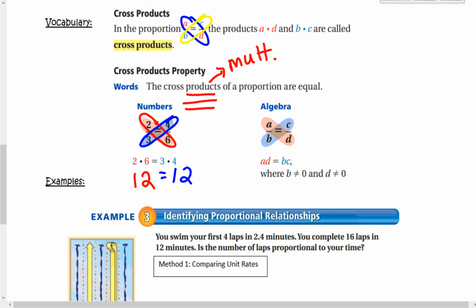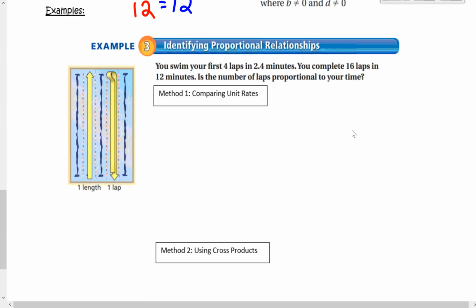This is just showing it in algebra terms. A and D, A times D is always equal to B times C since they are cross products. Obviously B and D are not zero, because you can't have a fraction with zero on the bottom. Let's try some examples. In this example, we are going to see why using cross products can really make our life a lot easier sometimes.